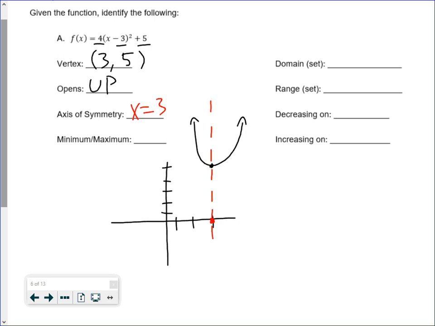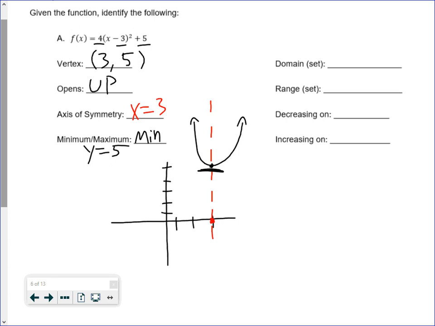Now, do I have a minimum or a maximum? I can look at my rough sketch right here, and I can see that this vertex point right here is the smallest point of the whole graph. So that means I have a minimum, and that minimum is at y equals 5. I have a minimum at y equals 5. All right?